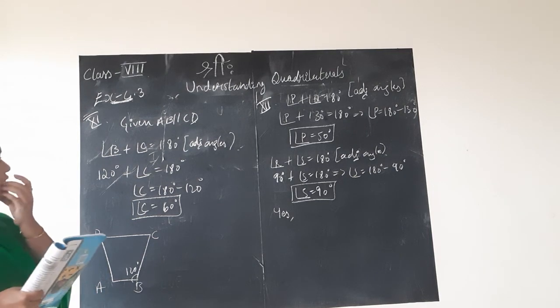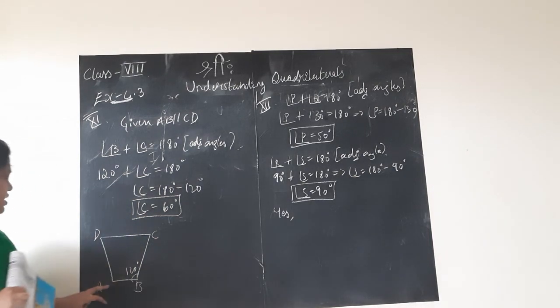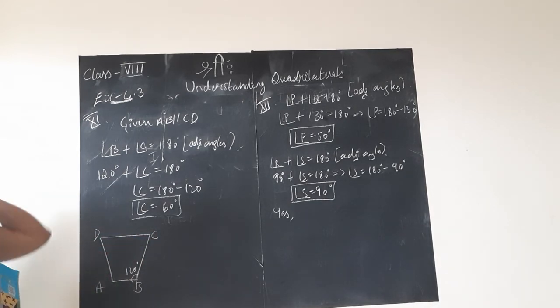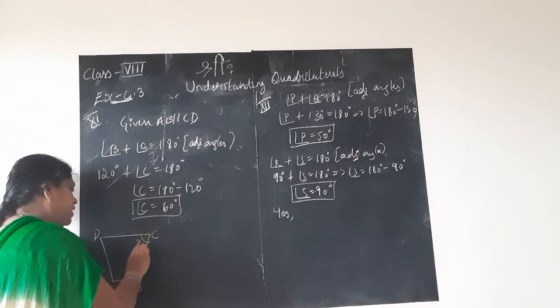Measurement of angle C in the figure. So this is the given figure and they are telling that AB is parallel to side CD here, and angle B they have given as 120 degrees, and they are asking us to find out angle C.